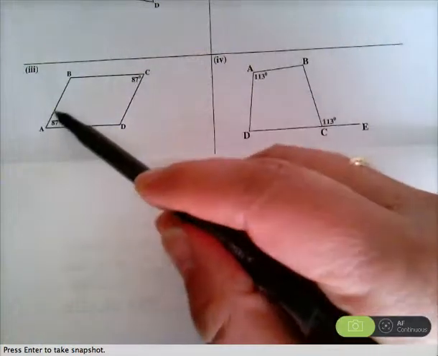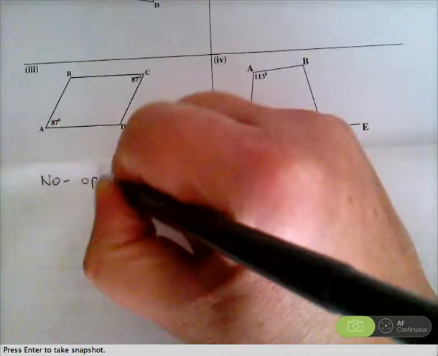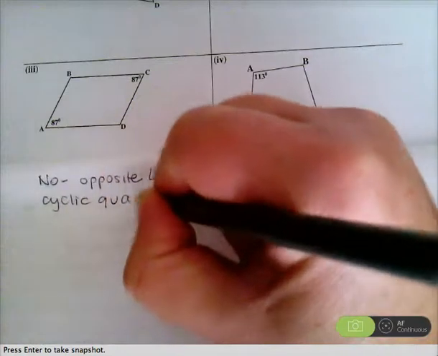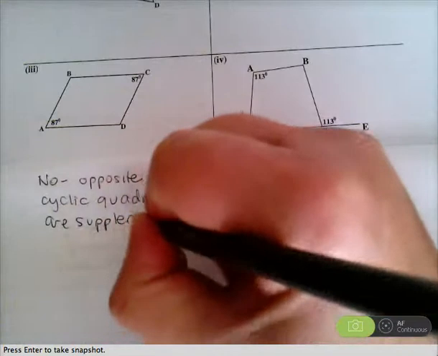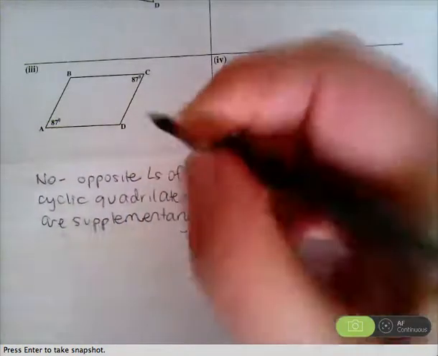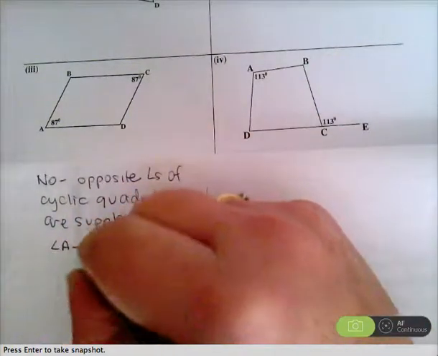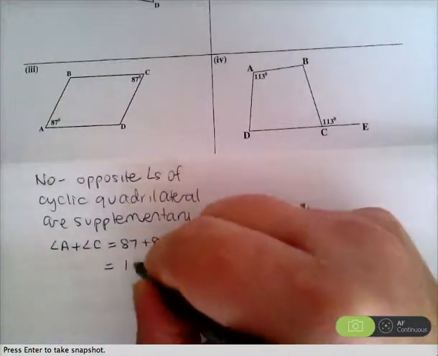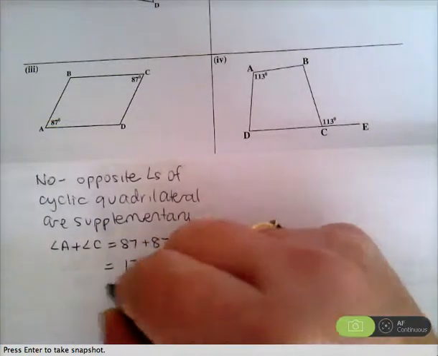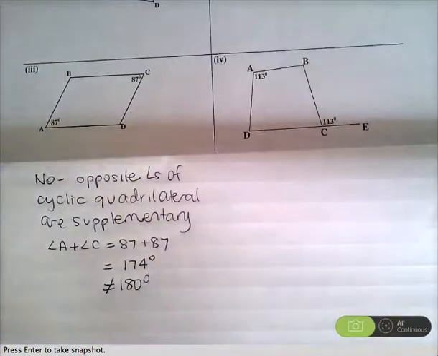No, I don't think it is. It might be a parallelogram, but it is not a cyclic quadrilateral, because opposite angles of a cyclic quadrilateral are supplementary. Now, if we add up the opposite angles in this quadrilateral, we can't call it cyclic because we don't know whether it is or not, but it is a quadrilateral. If we add up angle A plus angle C in our diagram, we get 87 plus 87, and that's definitely not 180. It's actually 174 degrees, which does not equal 180. So therefore, no, it is not a cyclic quadrilateral.